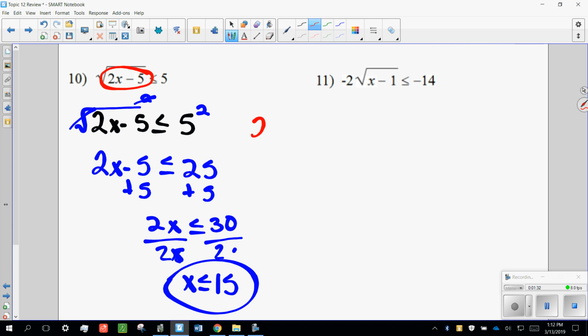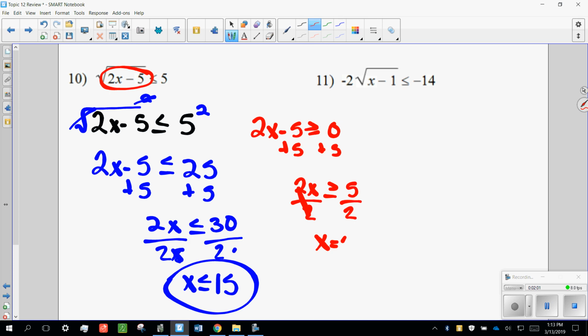So 2x minus 5 needs to be greater than or equal to 0. Then we add 5. We get 2x needs to be greater than or equal to 5. And then when we divide by 2, we get x greater than or equal to 2.5.